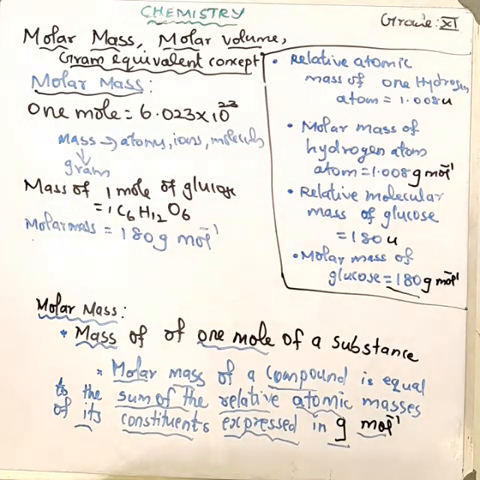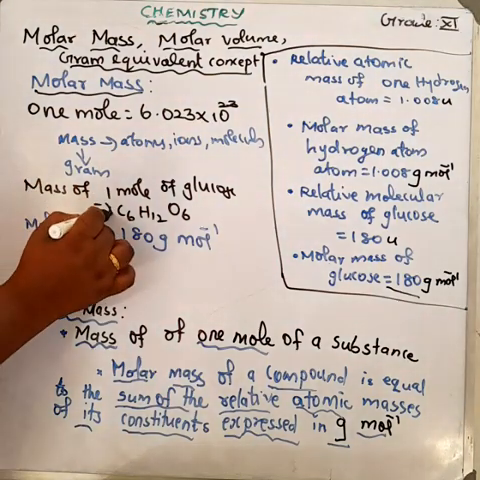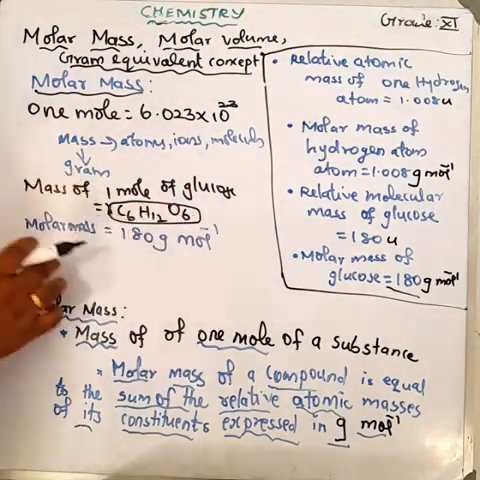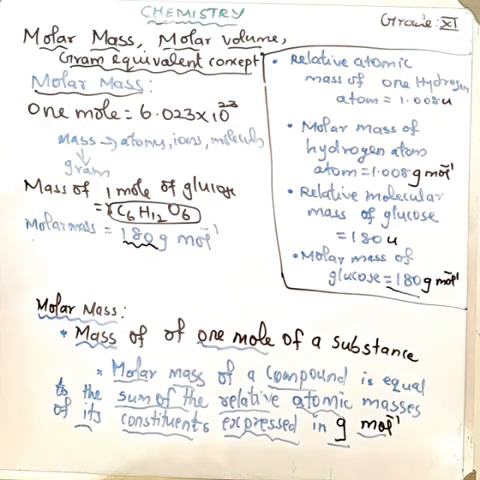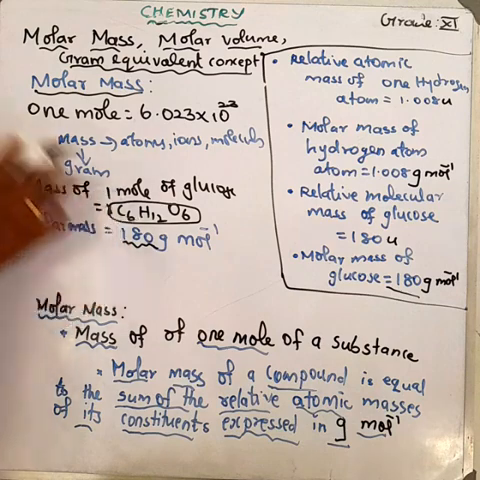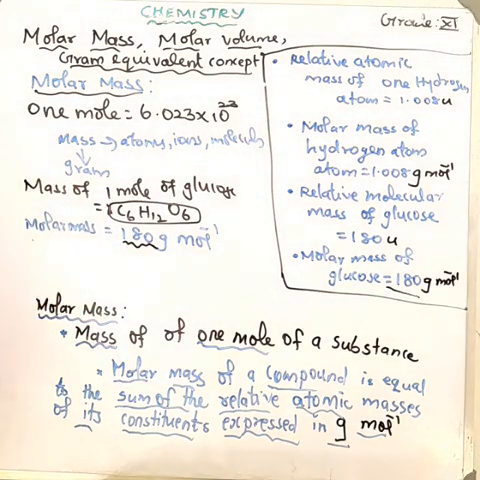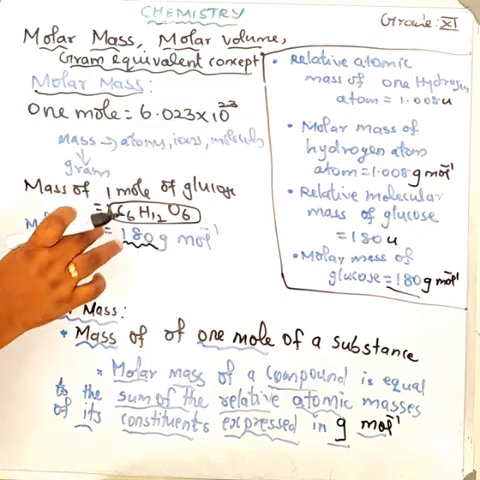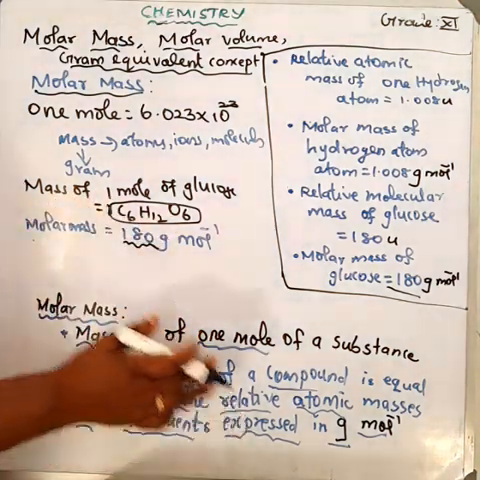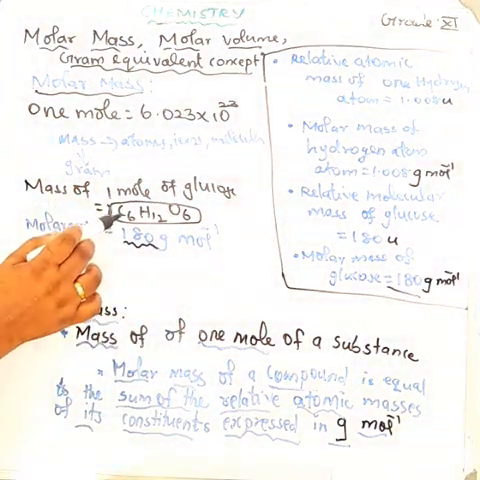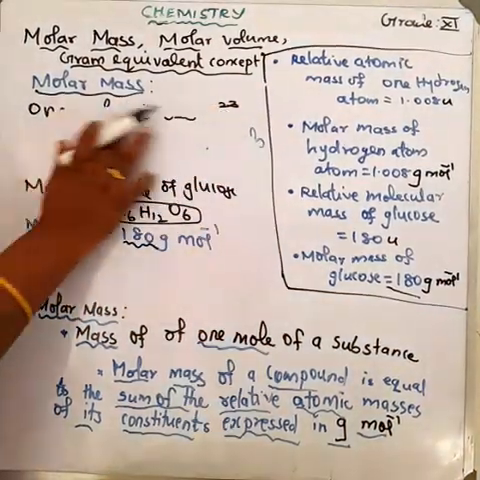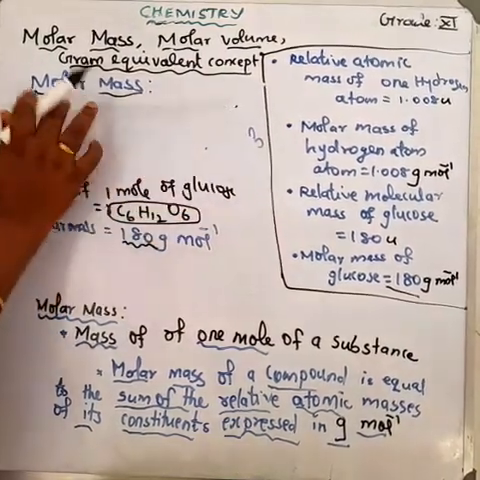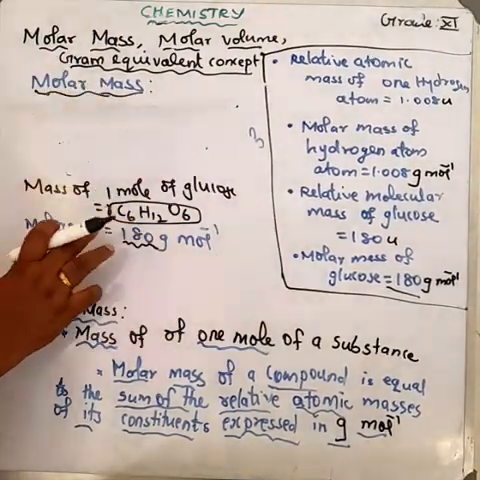So this is the glucose molecule, 1 mole of glucose containing 180 gram. The mass of 1 mole of glucose is 180 gram per mole. Understood? How do we get it? We add the sum of the relative atomic masses of the constituents. What do you mean by constituent? Constituent means the elements present in the compound.